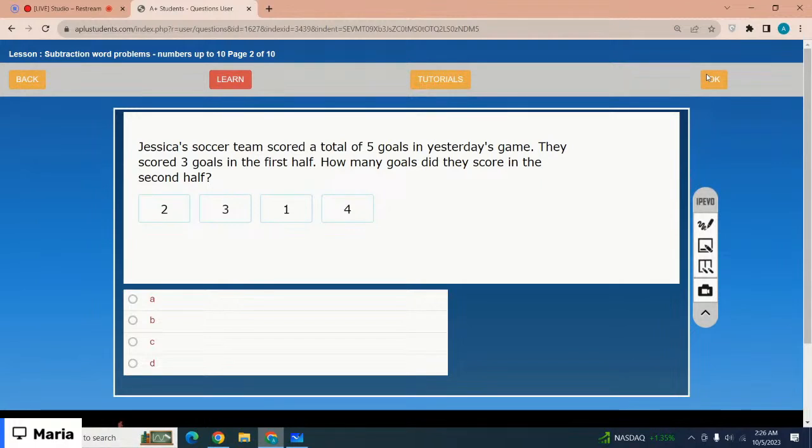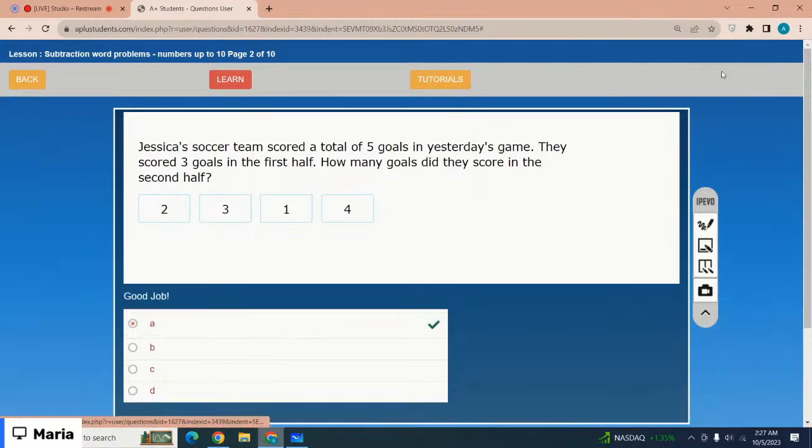You need to do 5 take away 3, right? So 5 take away 3 is, very good. The correct option is 2. That would be option number A, the correct option. 5 take away 3 is 2.